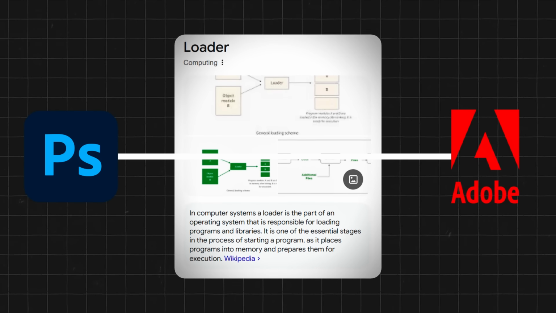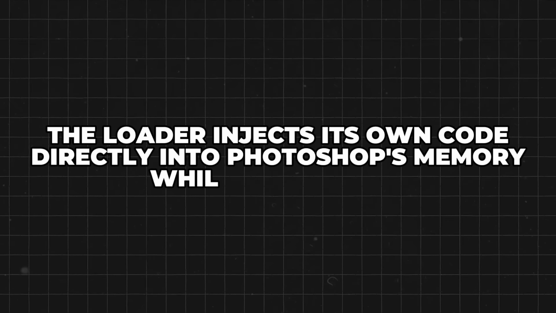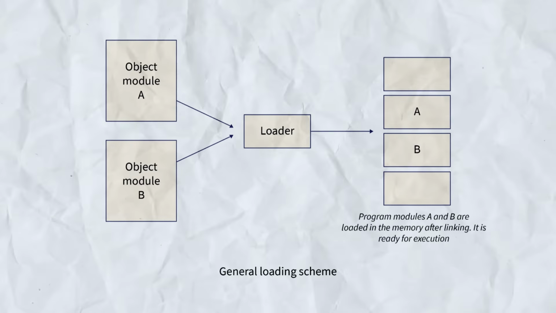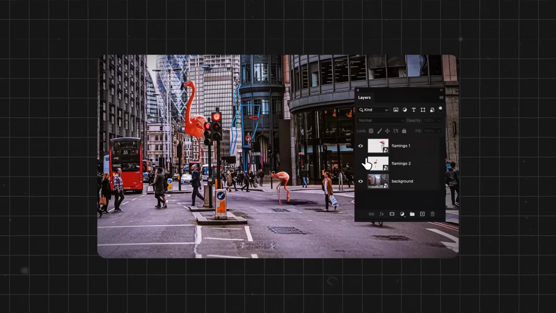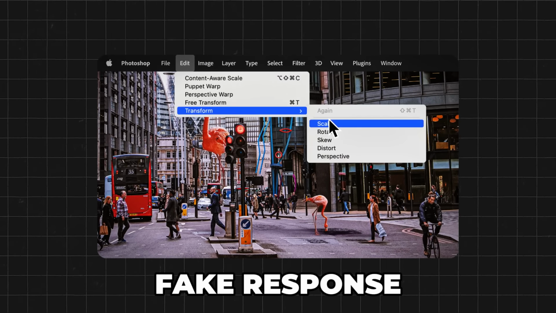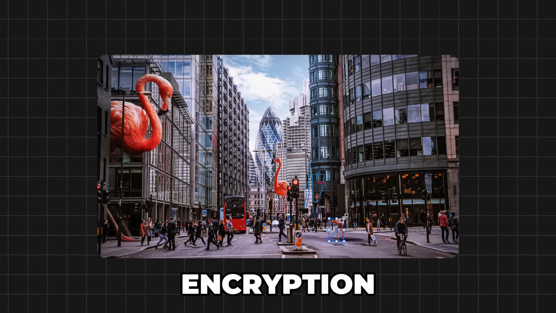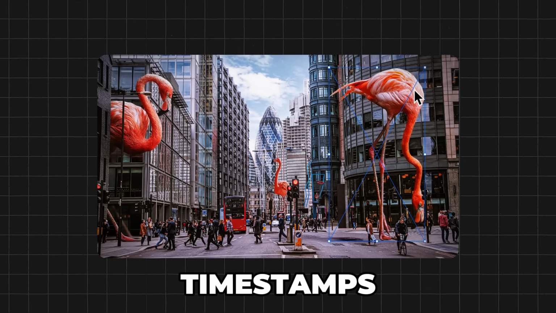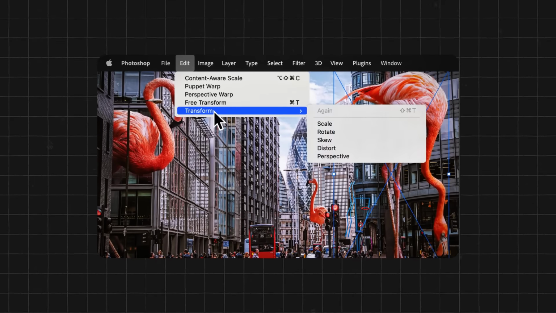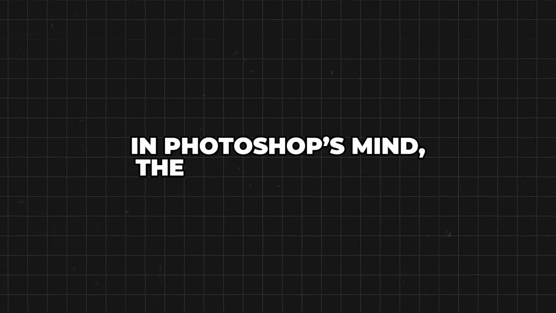it itself is Adobe. More technically, the loader injects its own code directly into Photoshop's memory while it's running. It locates the specific functions responsible for license verification and replaces them with its own versions, like a sort of patch itself. When Photoshop attempts to validate your license, the loader then crafts a perfect fake response, matching exactly what Adobe's servers would send, complete with properly formatted encryption, valid-looking timestamps, and all the security tokens Photoshop expects to see. The message never gets to Adobe's servers because, in Photoshop's mind, the loader is Adobe.